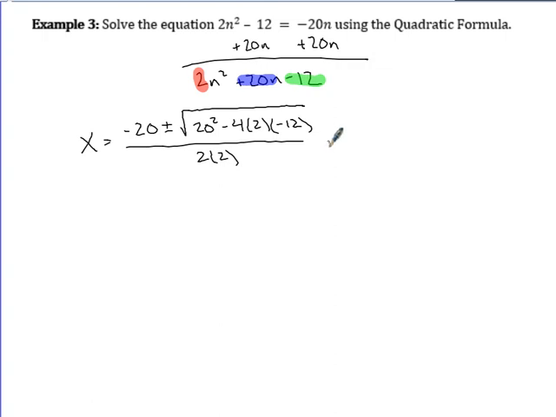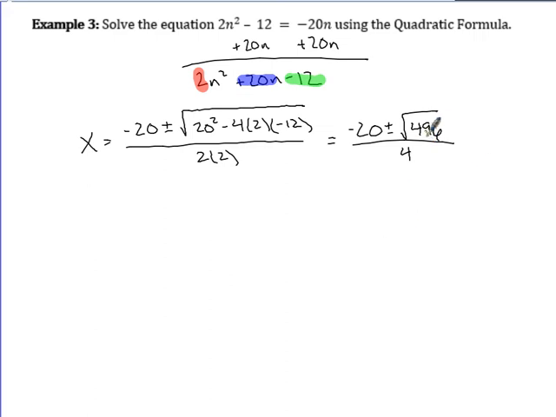Alright, so we get negative 20 plus or minus the square root of 496 all over 2 times 2, which is 4. Now, 496 is not a perfect square, so you need to simplify it. I don't want to go over too much of a review of that right now just because I don't want to make this video too long, but don't worry if you don't remember. We can go over that in class and I'll give you some extra practice there.